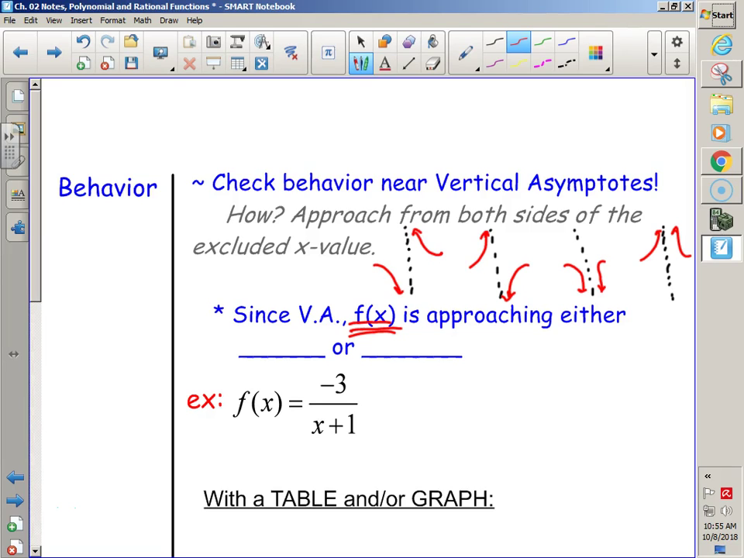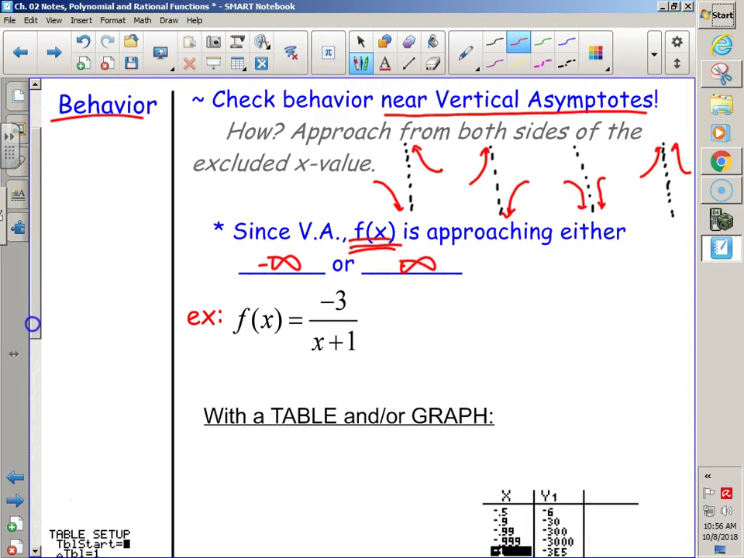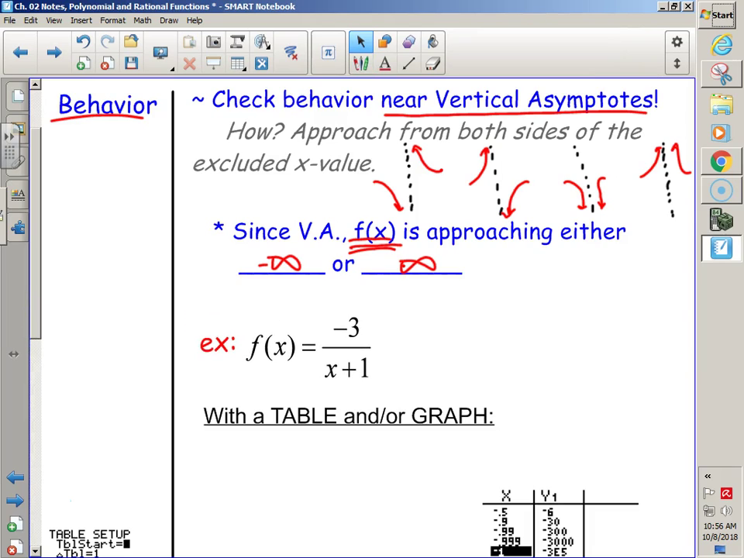But what's the notation for that? Yeah, negative infinity or positive infinity. When we're talking about behavior near or towards coming into vertical asymptotes, the function's either falling or it's rising. And so here's an example function. The function's either rising or it's falling. That's it. 2 answers, negative infinity or positive infinity.